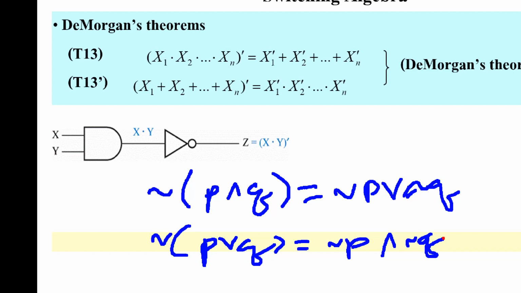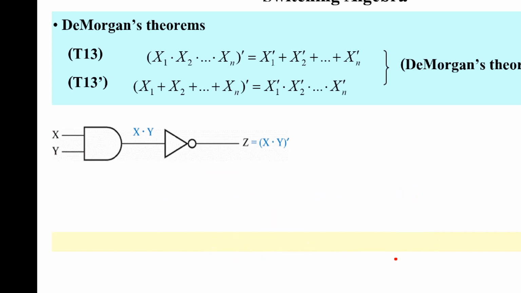So you can distribute the invert inside to each variable, and then change AND to OR and change OR to AND. This one is also the same. Distribute the invert to each variable, and then change AND to OR or change OR to AND. So how about this one? X and y and then invert. This function is NAND, right? NAND function.